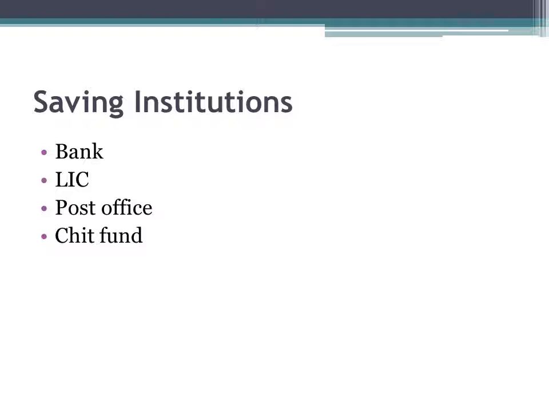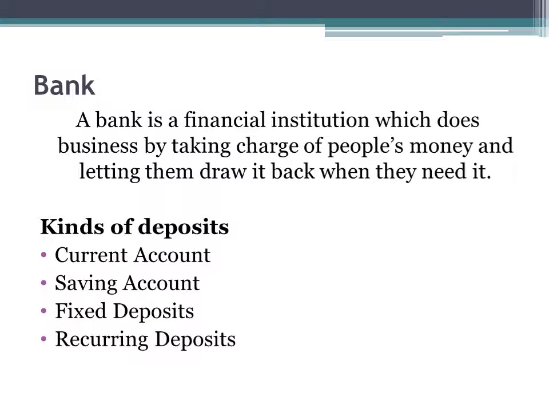The various saving institutions, as mentioned here, are bank, LIC, post office, and chit fund. The very first institution we'll be discussing here is the bank. A bank is a financial institution which does business by taking charge of people's money and letting them draw it back when they need it.